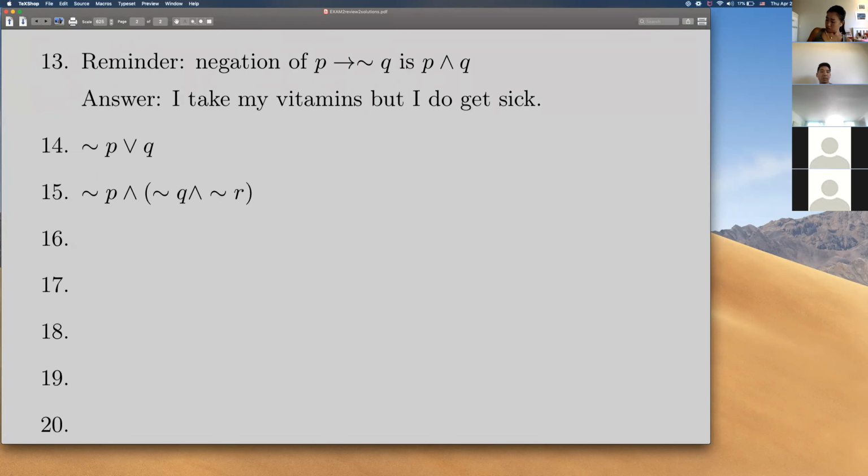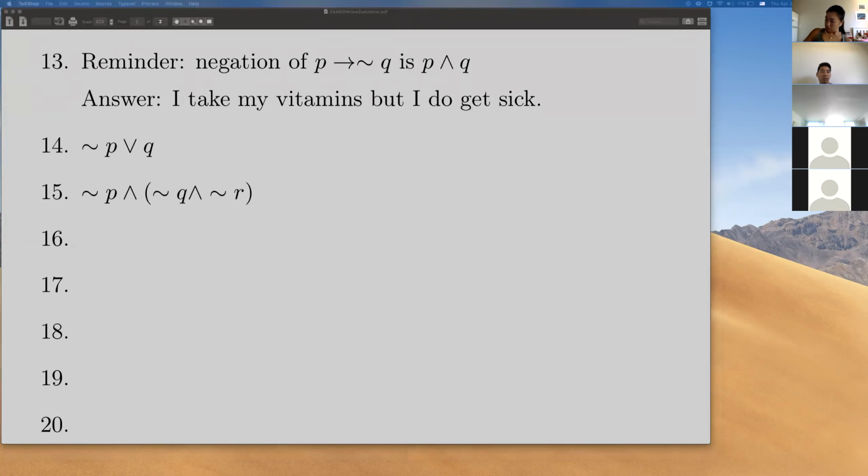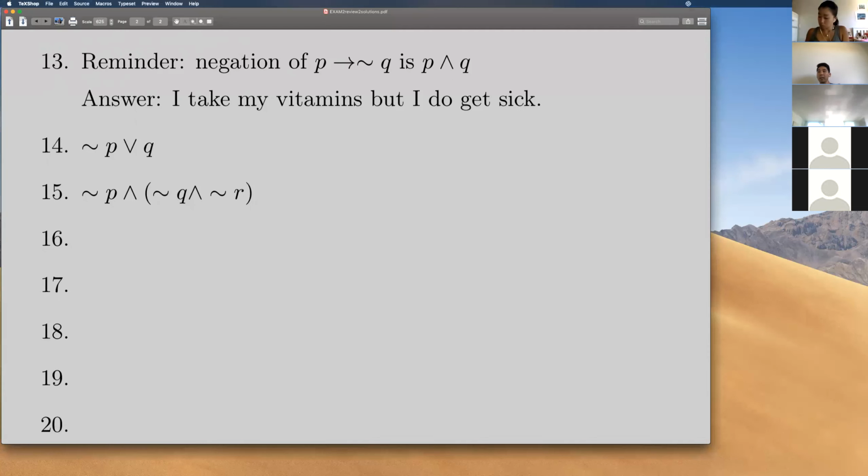Okay, I'm going to change that reminder back to what it originally was because I want to keep the most general case. All right, we're looking back at number 16 now.